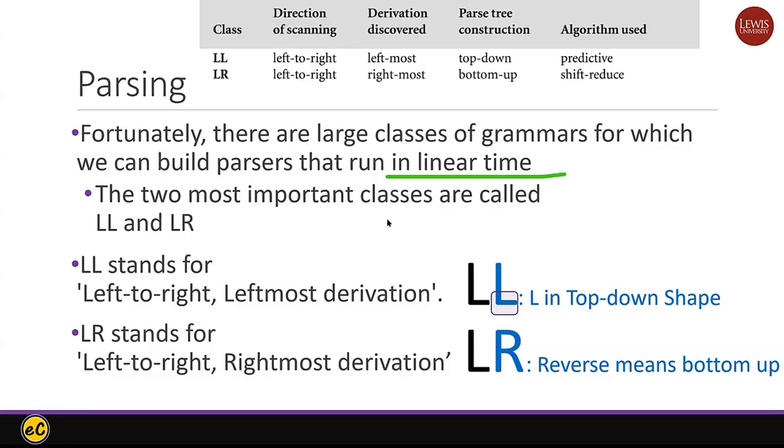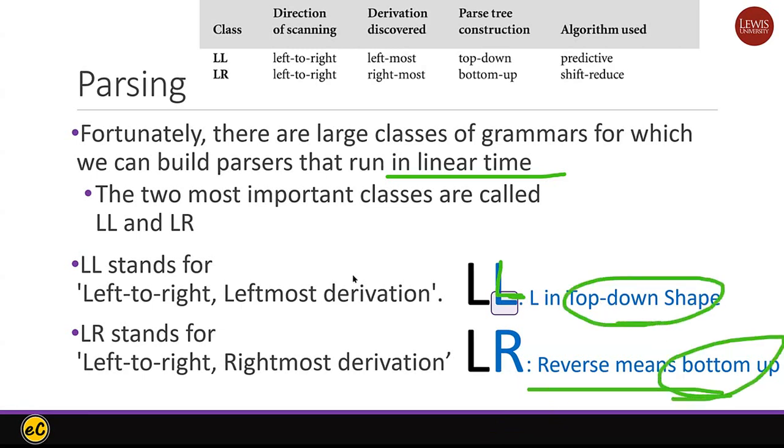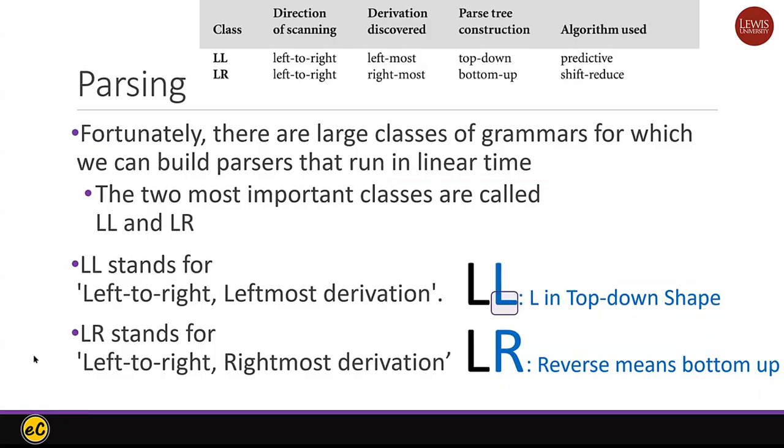And there are two classes of parser, that's LR and LL parser. LL means left to right, leftmost derivation. LR means left to right, rightmost derivation. These are two different types of parser. LL is a top-down shape, and then LR is reverse, meaning bottom-up. Use this to remember top-down and bottom-up: L is top-down, R is reverse.